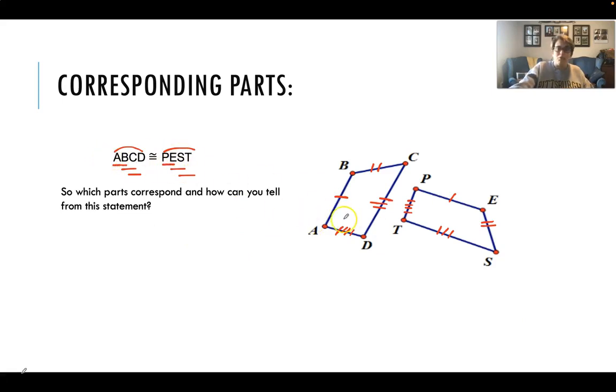A comes first, P comes first. So angle A would have the same measure as angle P. B and E would be the same. C and S. And finally, D and T. If you can manage to get four things drawn, as I'm obviously struggling with. Okay, there. Every time it's landing on top of each other. But you can see that those help me find those corresponding pieces as well.